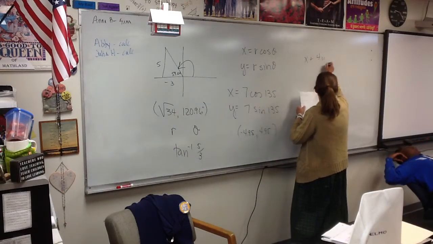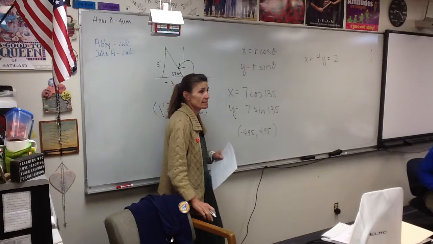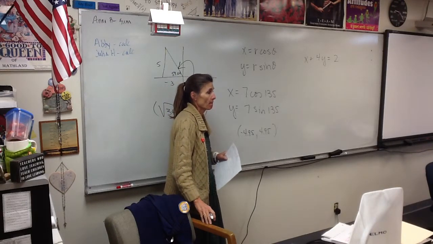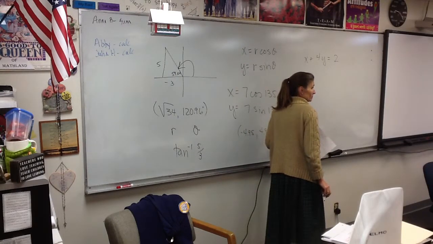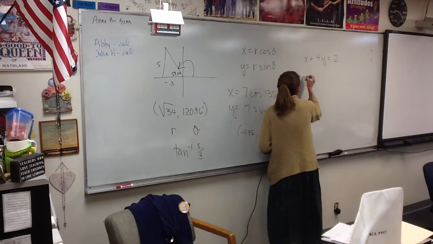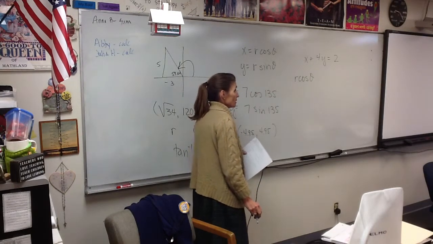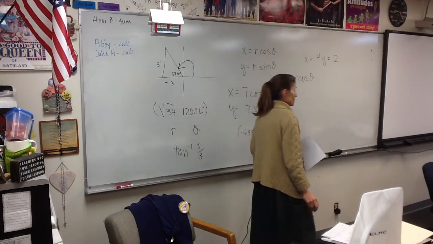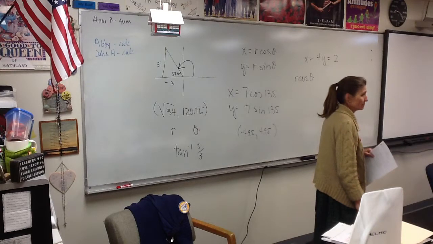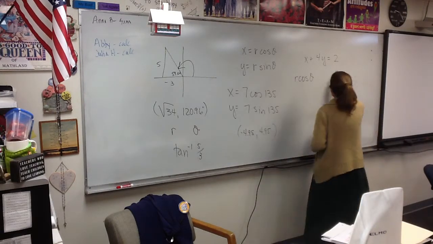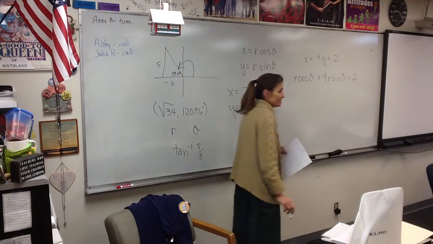Here's the easy one that everybody gets right. How do I write this as a polar equation? I take out the x and replace it with r cosine theta. No, sorry. It says polar form, this is not polar form, I'm simply writing a polar equation. And then plus 4r sine theta equals 2. That's it.